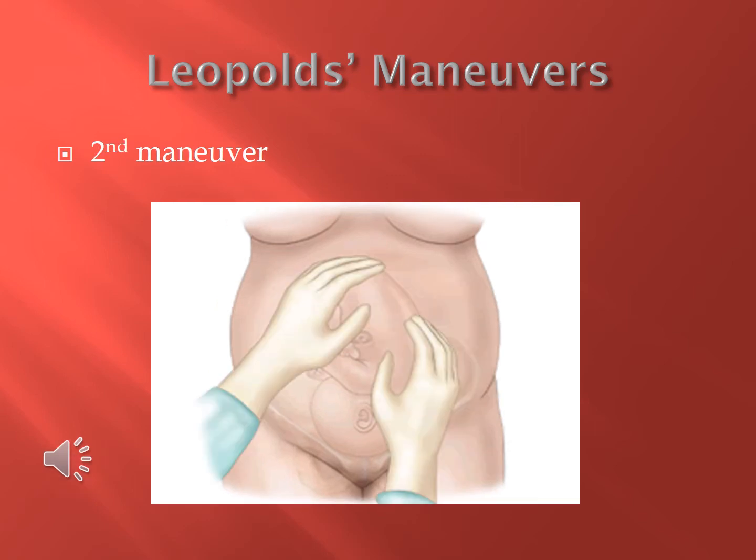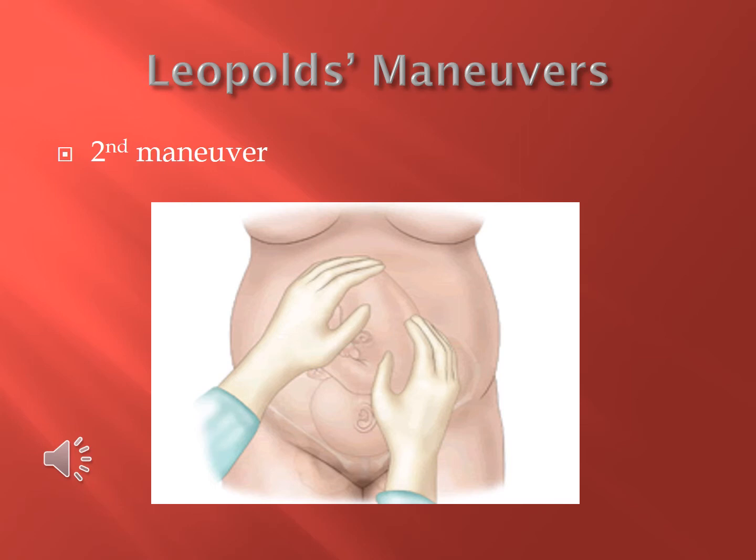The second maneuver helps to determine the fetal position, the relationship of the presenting part to the pelvis: anterior, posterior, or transverse. This maneuver also helps to determine the fetal lie, the position of the long axis of the fetus, the fetal spine, described as longitudinal, transverse, or oblique.